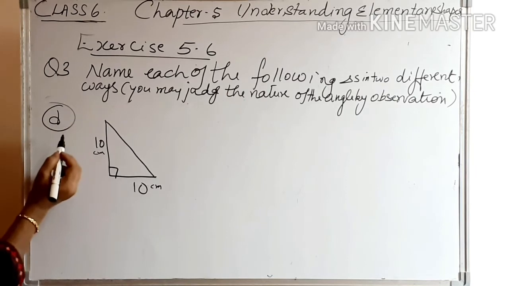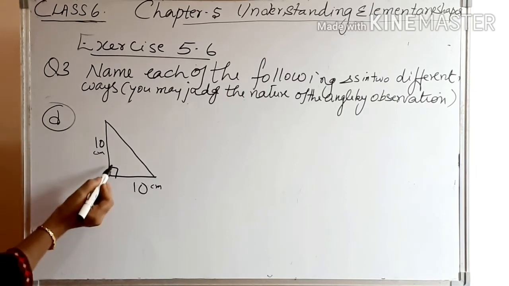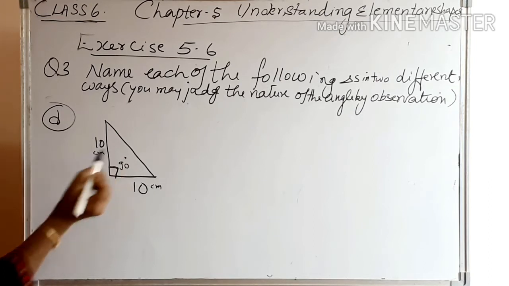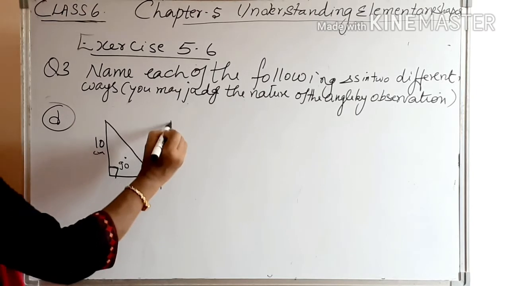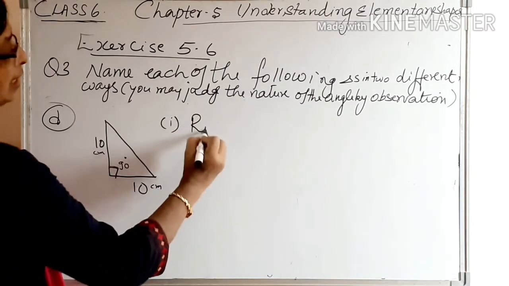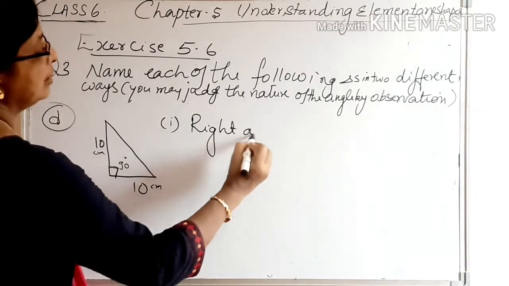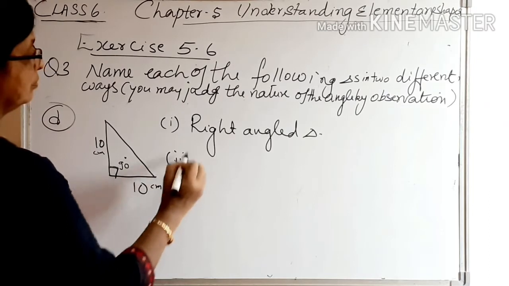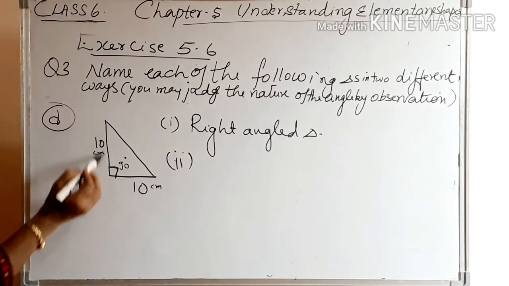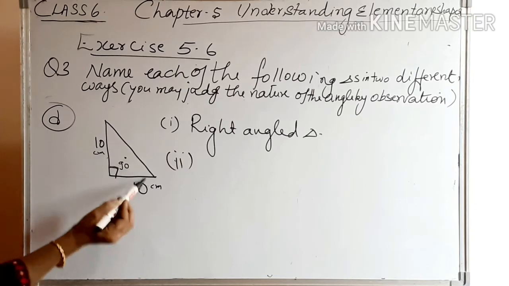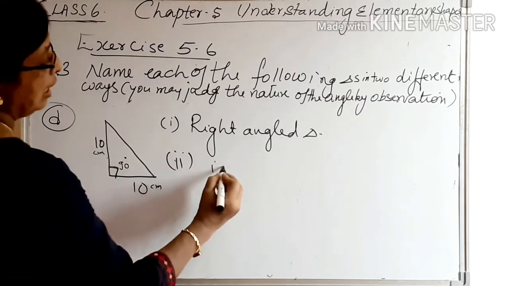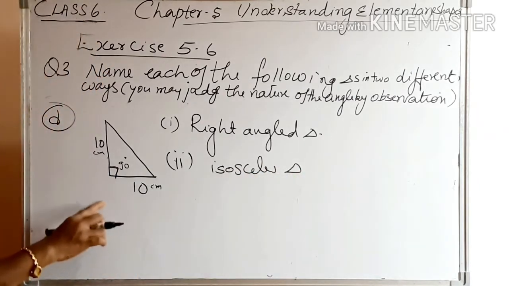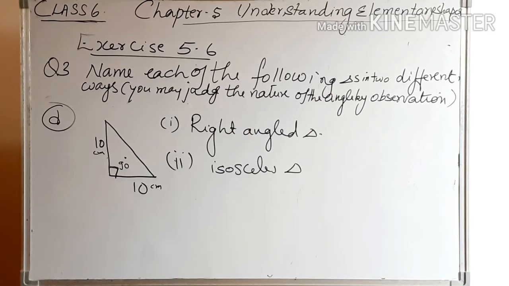Question number 3D. This triangle is a right angle triangle. From this angle we can understand this is 90 degree. Therefore, first, right angled triangle. Second, according to measurement of the sides of the triangle, two sides are equal. Therefore, isosceles triangle.